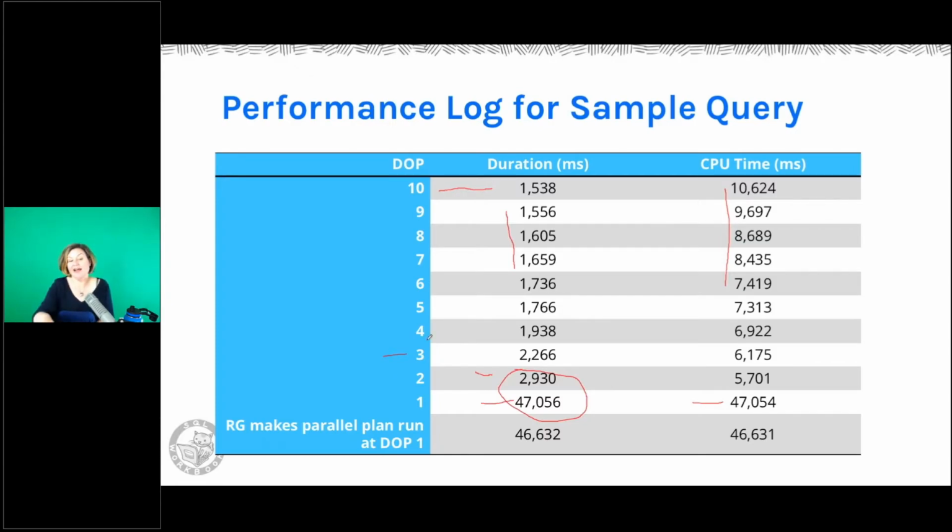That pattern is not happening here, right? We still see a gradual decrease in duration as well as an increase in CPU time as we go up here. It's less common to see poor performance from odd degrees of parallelism these days. It is rare to use an odd DOP.